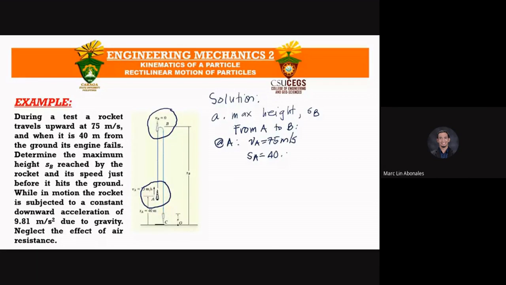The same thing with point B. At point B, the velocity when it reached the maximum height is 0. Take note, when it reaches the maximum height, its velocity is always 0. The position at point B, which is the maximum height, is unknown, so that is what we will find. So which equation will we use to determine the maximum height?